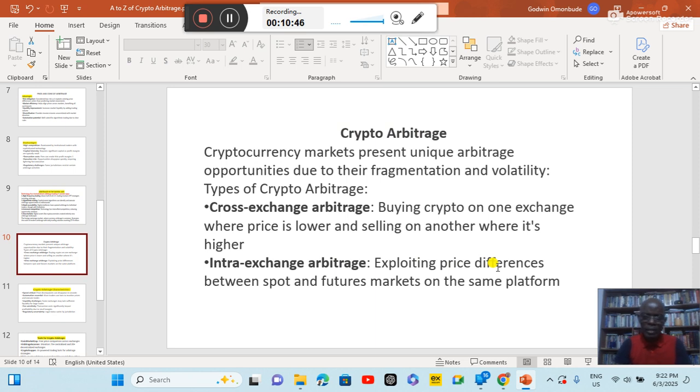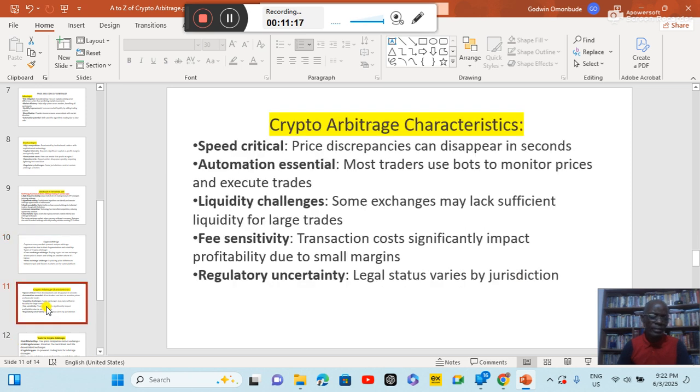The cryptocurrency market presents unique arbitrage opportunities due to its fragmentation and volatility. We have what they call cross-exchange arbitrage, where you buy crypto on one exchange where the price is low and sell on another exchange where the price is high. Then there is intra-exchange arbitrage, exploiting the price differences between the spot and the futures market in a particular exchange.